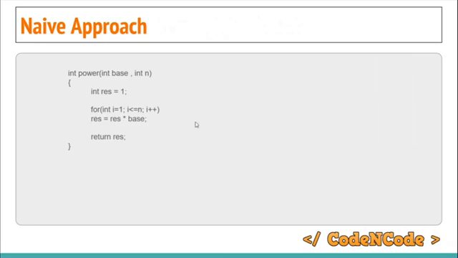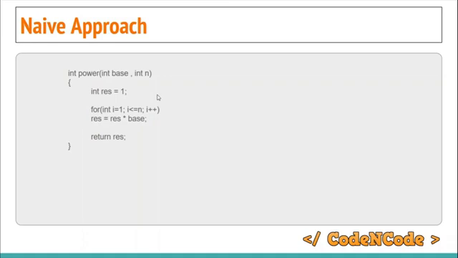If you remember how we calculate a raised to power n, where a and n are integers, like 2 raised to power 10,000 or something like that, what we did was initialize the result with 1 and then run a loop till n. Each time we multiplied the base into the result and finally returned the result. This was the naive approach, which took big O of n time. The running time was linear in n.